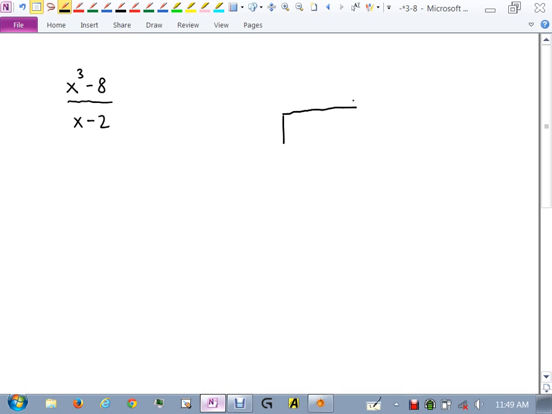Now, please don't write this down. Just watch me, because I want you to see the incorrect way to do it and how I'm going to run into a problem. If I just write x cubed minus 8, then out here x minus 2, it seems like I'm doing everything correctly. Then I ask, what do I multiply x by to get x cubed? x squared. So I put that on top. Now I multiply x squared through the x minus 2. I get x cubed, and then minus 2x squared.